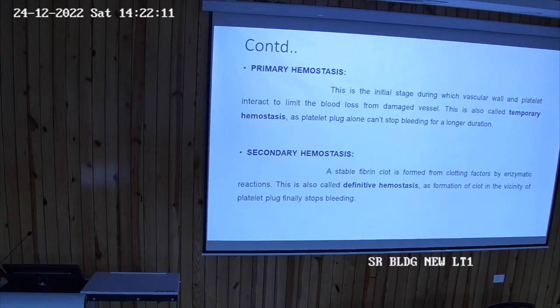With another class, we'll finish the major topic of blood. So be prepared for a class test anytime. Clear? Once we finish with this clotting mechanism, be prepared for the class test.